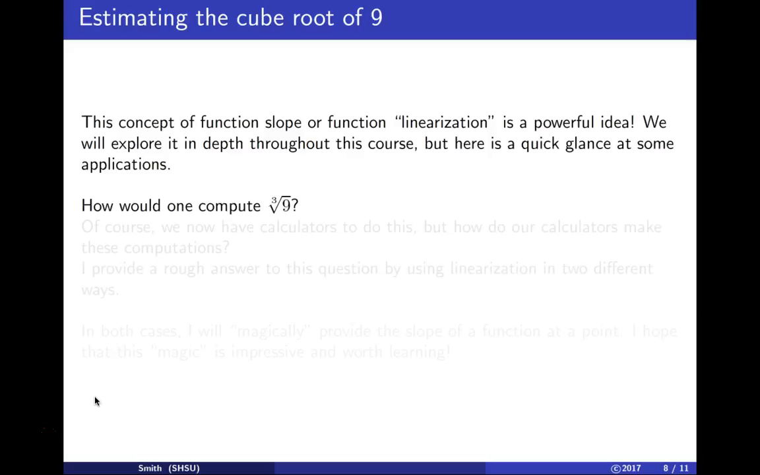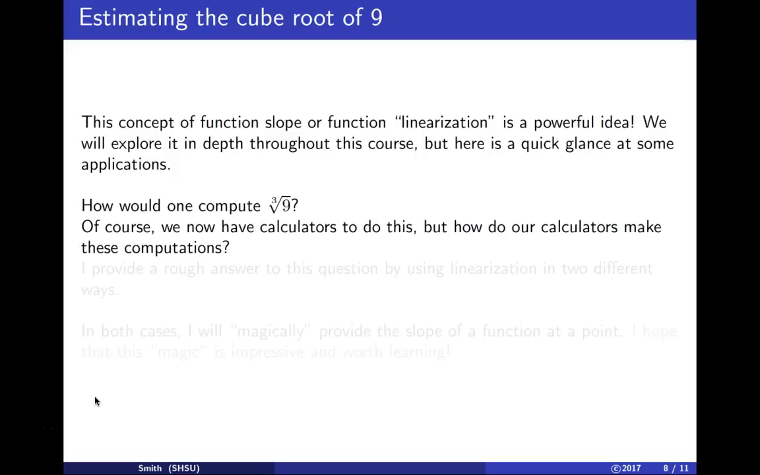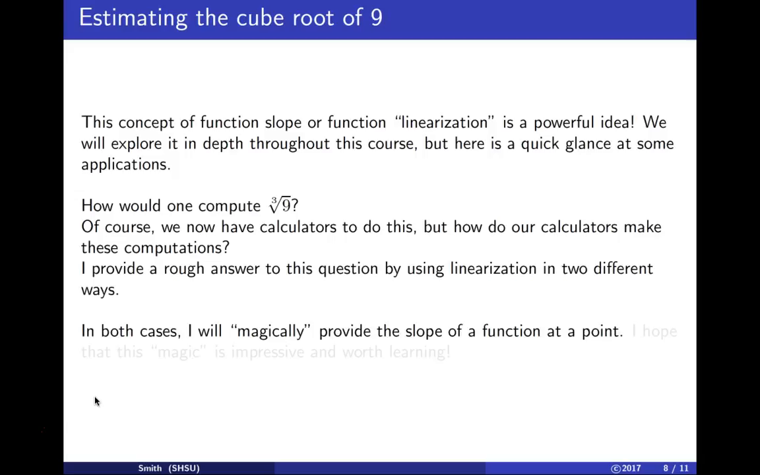How might one compute the cube root of 9? Of course, we now have calculators to do this, but how do our calculators make these computations? I'm going to provide a rough answer to this question by using linearization in two different ways. In both cases, I will magically provide the slope of a function at a point, and I hope that this magic is impressive and worth learning. You will see as we go that it's very important that we know what the slope of the function is.